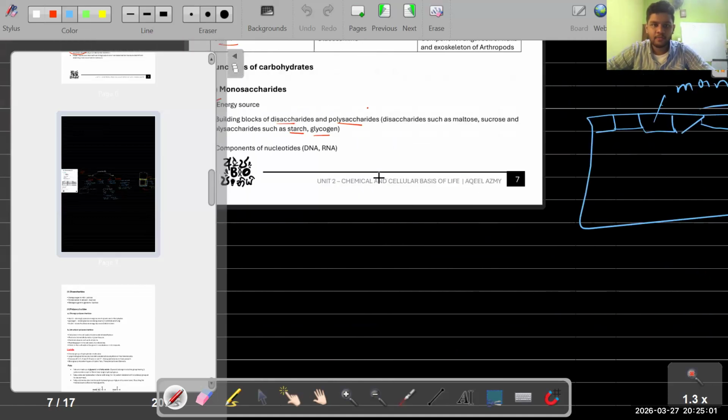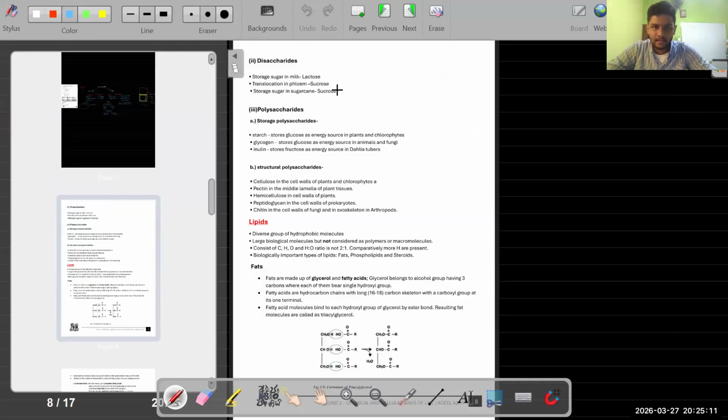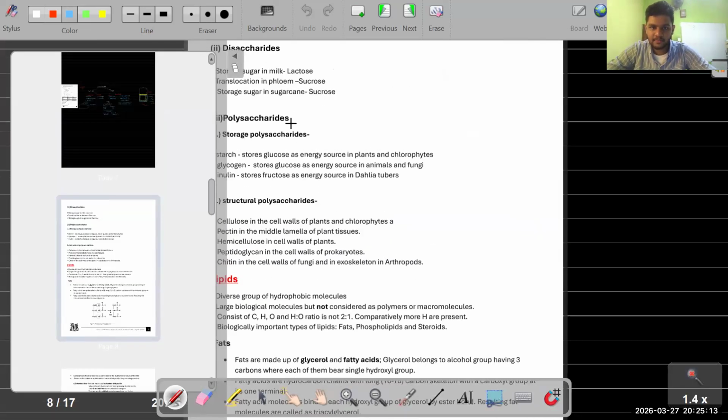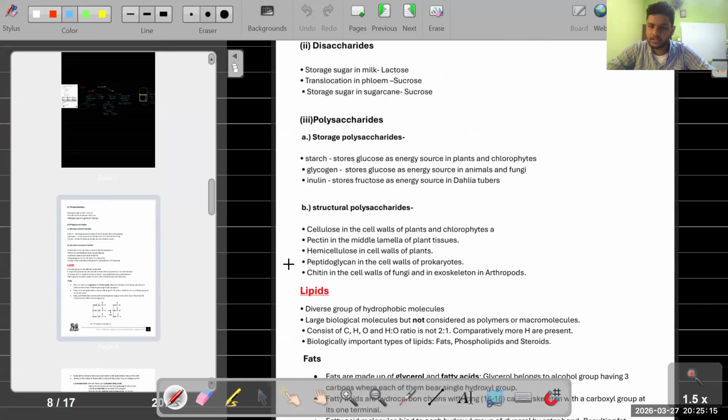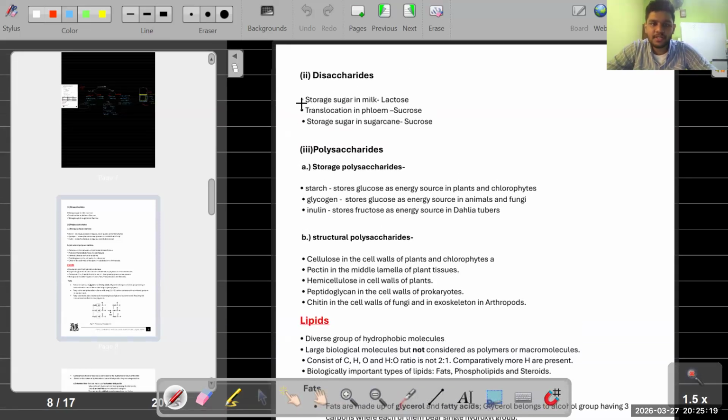Now we are coming to the end of monosaccharide. We have finished the theory. We have finished the function part. Now we are going on to the disaccharides. If you finish disaccharide and polysaccharide, we are coming to lipids. Disaccharide function: storage sugar in milk.